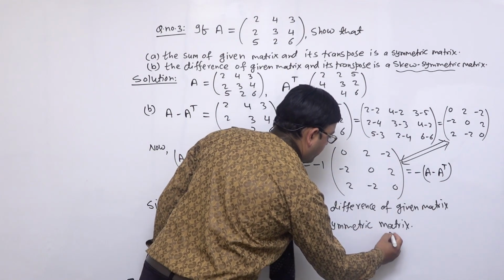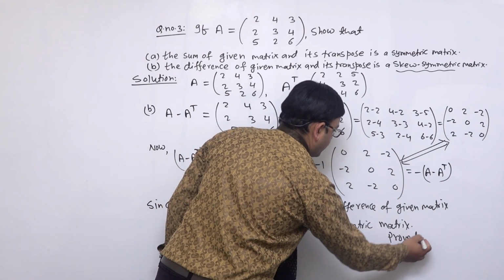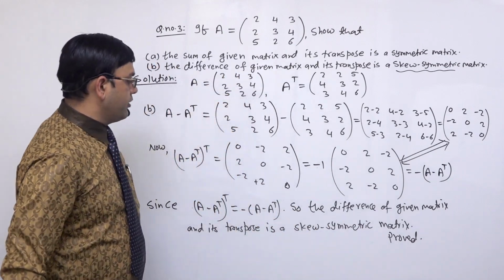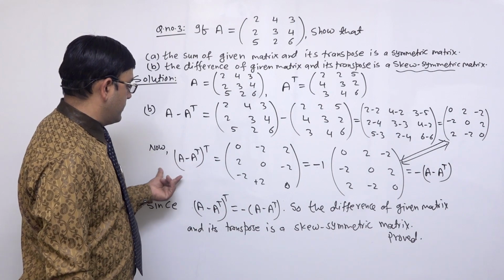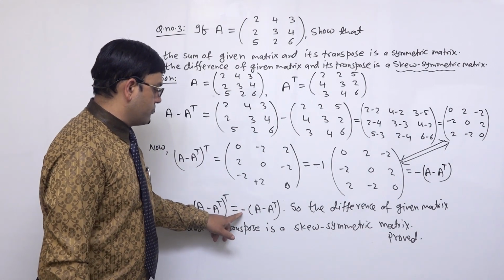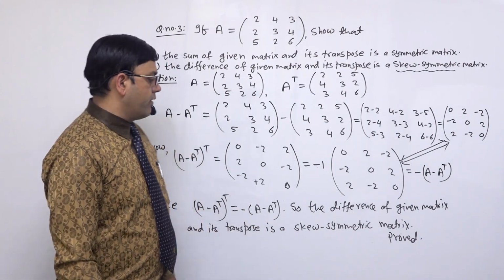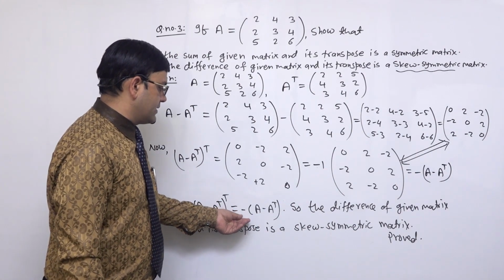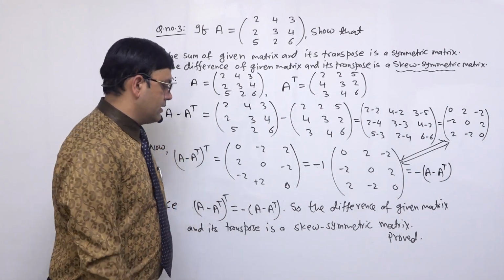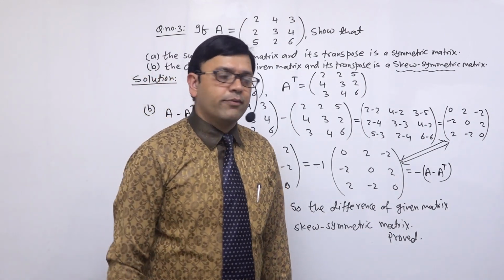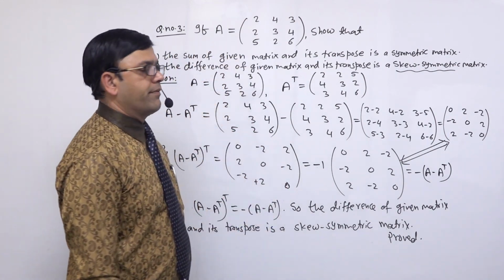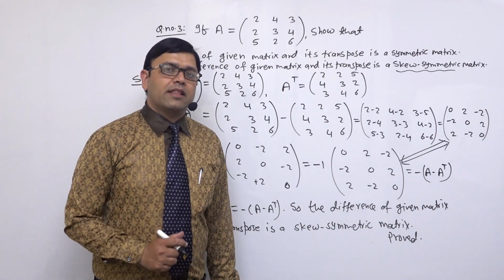In this way we prove this one also. I think you know what is meant by a skew symmetric matrix. Here A transpose is equal to minus A, and that type of matrix is known as a skew symmetric matrix, and we prove this question. Now we are going to solve another question.